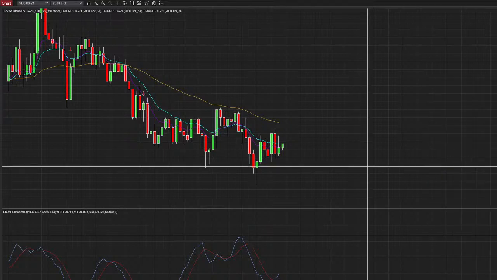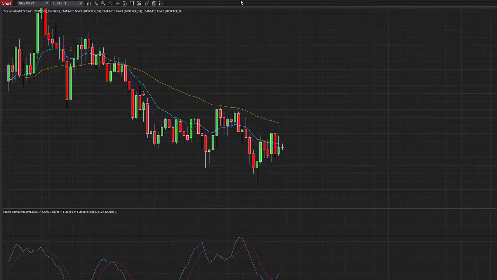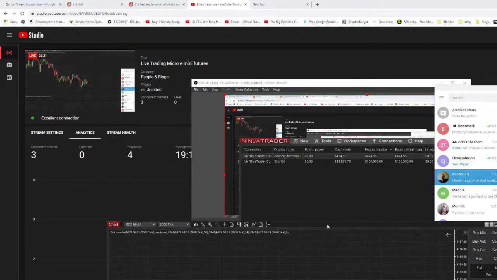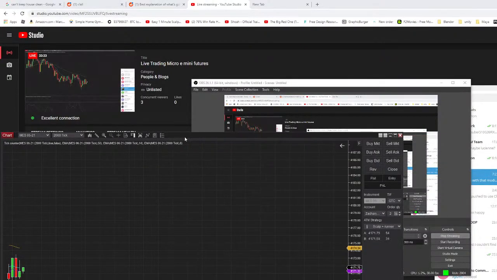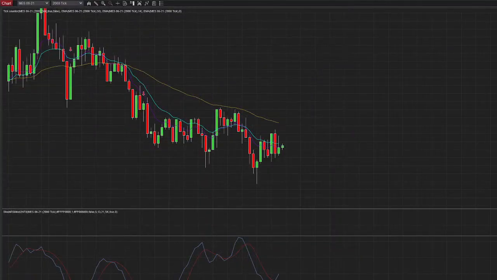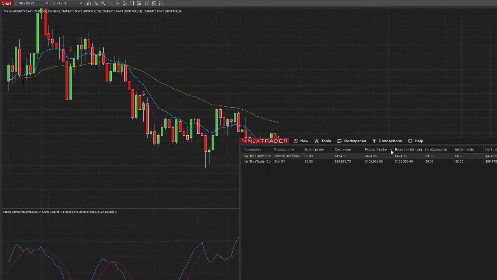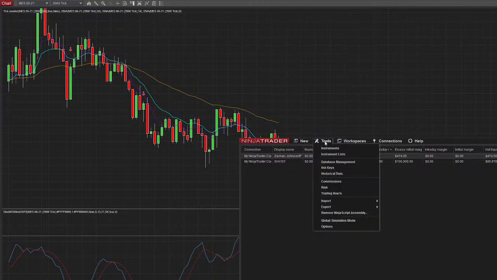Yeah, I'll send it to you. It's a file that you have to import into NinjaTrader. It's actually really easy to do. You go up here to tools. Let's see, where is it? Tools, import, NinjaTrader script add-on, and it's just a zip file.